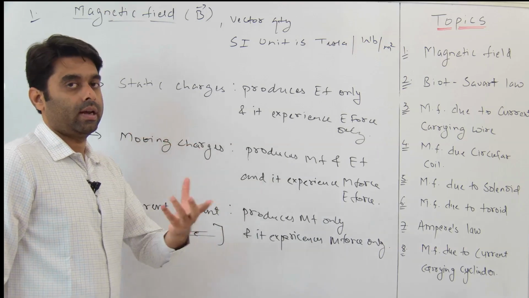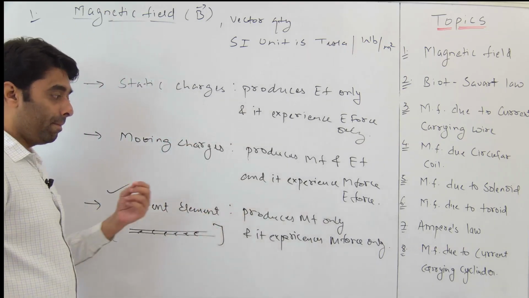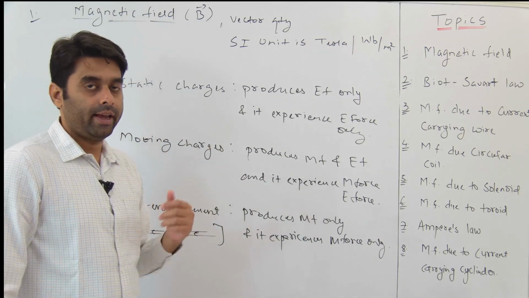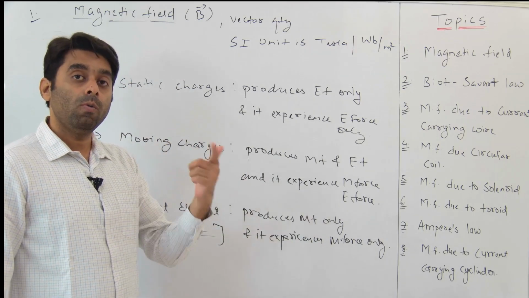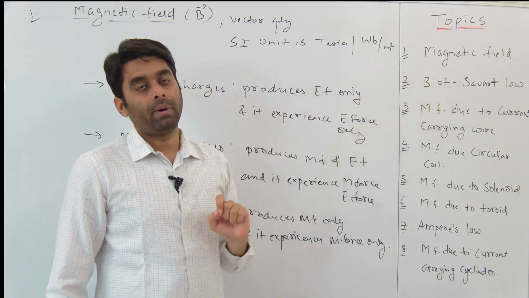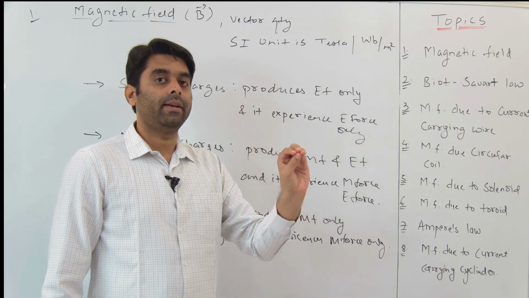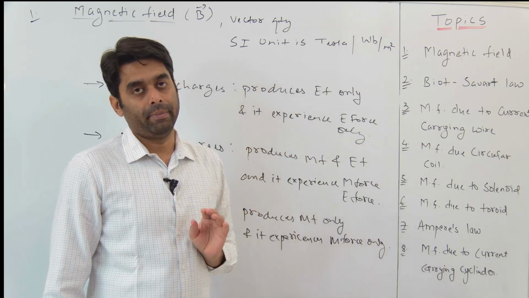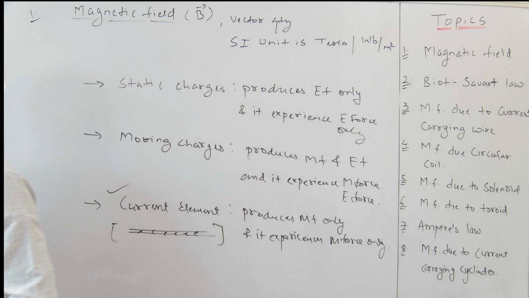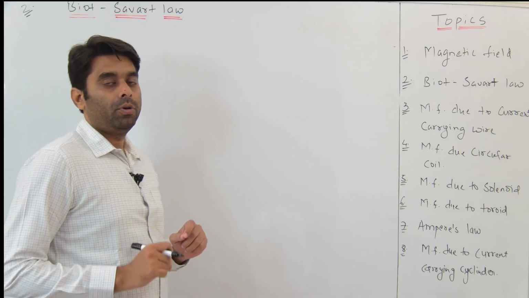Now the question arises: okay, a current carrying element is producing magnetic field, but how much magnetic field? That question is answered by Biot-Savart law. Biot-Savart law tells us about the magnitude of magnetic field produced by a current carrying element. Let us see. So next we are talking about Biot-Savart law.